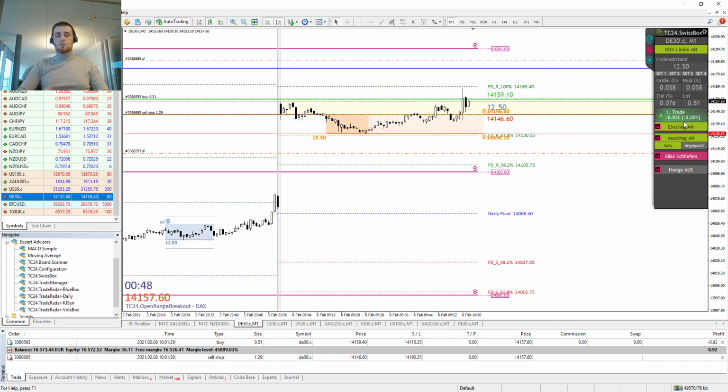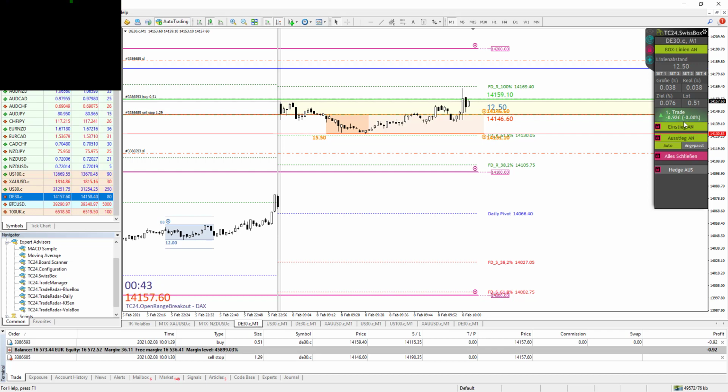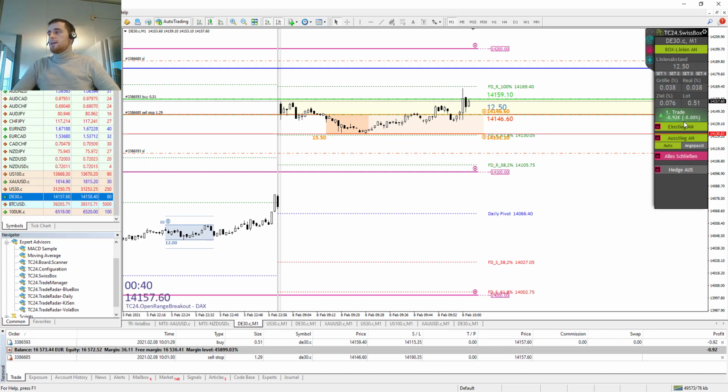So the idea of the SwissBox comes from, at the end of the day, nobody can tell you in which direction a market is going to be traveling at any time. We can use a lot of signals and do a lot of fundamental research to predict in which direction the market will move, but at the end of the day, nobody knows for sure in which direction.